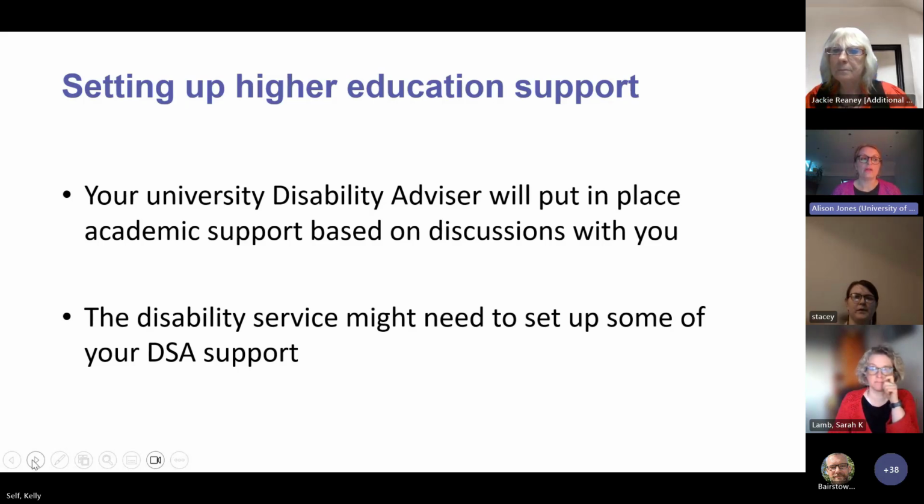A lot of the support now, where support is provided by people through DSA, so mentoring, study skills, tuition, for example, is often provided now by an external company. But once the eligibility letter comes through, it will make it clear who the provider is. And if it is the university, then get in contact with the disability service. Next slide, please.